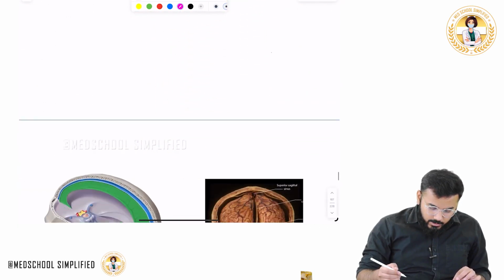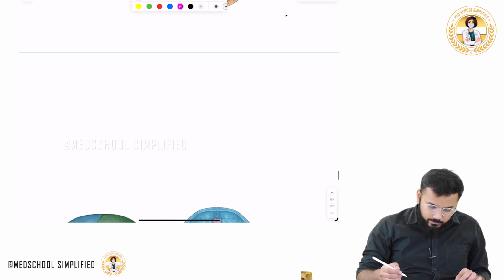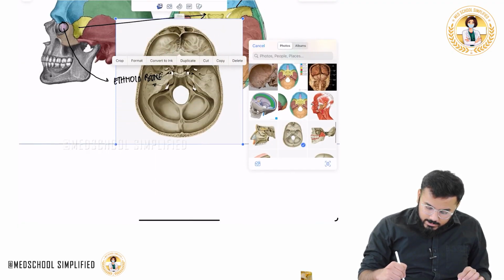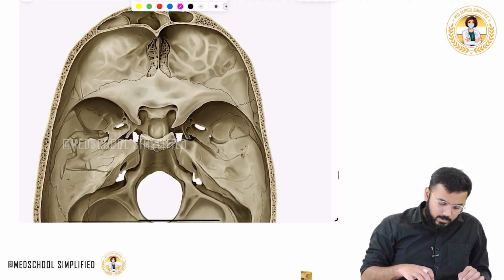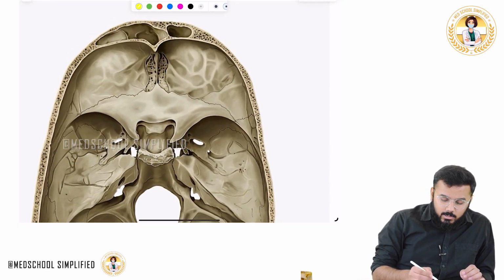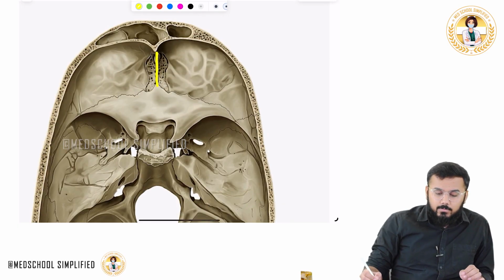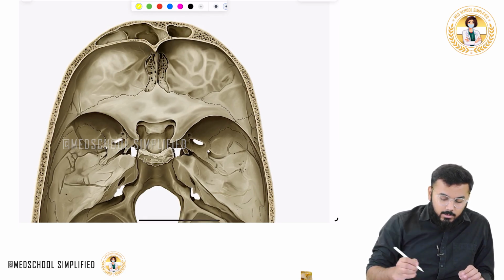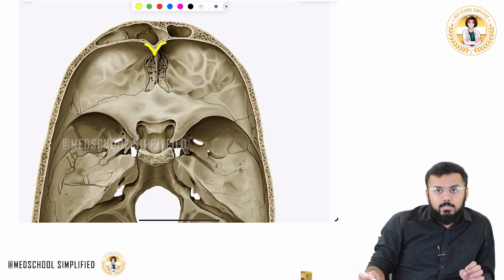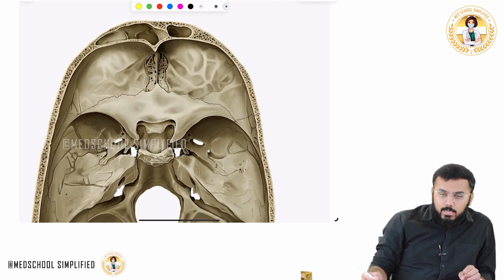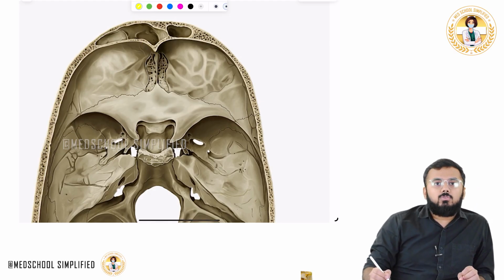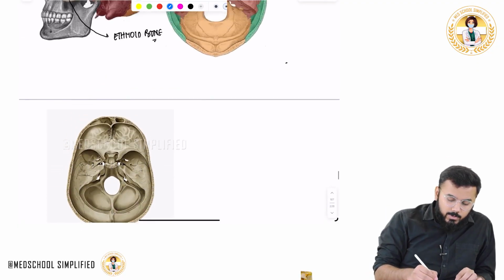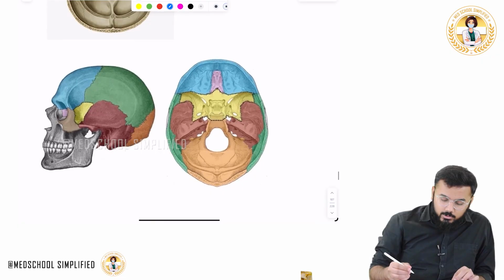Let me put up this picture once again, so that you will understand where exactly this ridge is located. If you look at this particular picture, and I zoom it in, you can see this particular ridge in the center. In the complete frontal region, you see a ridge like this. This ridge is what is called the frontal crest.